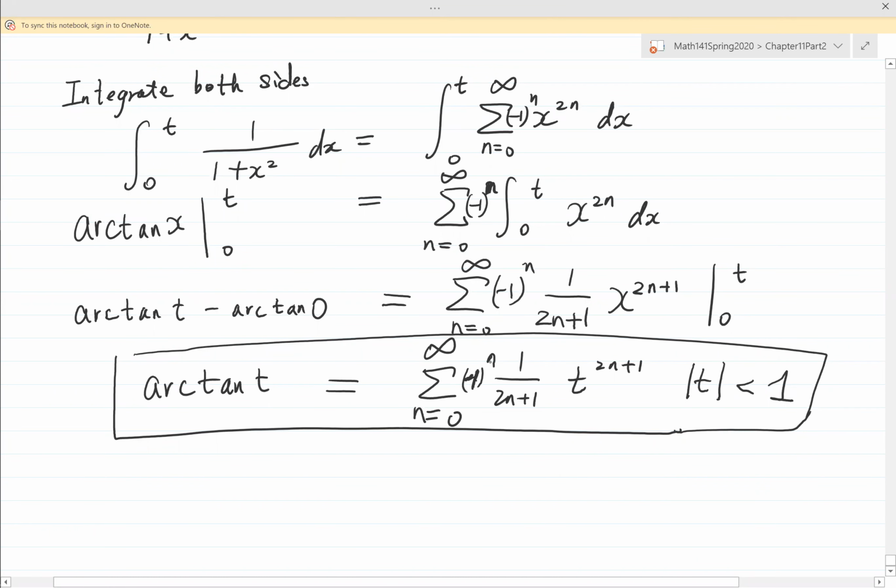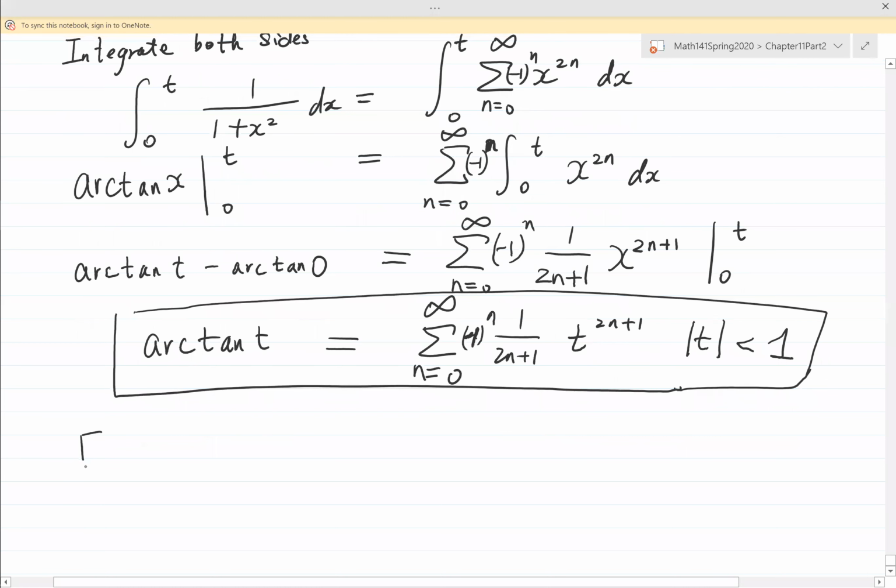Fact: the above equation is still true, even if t is equal to 1.